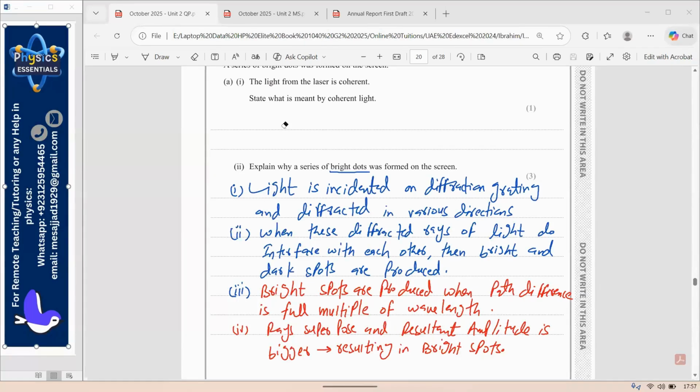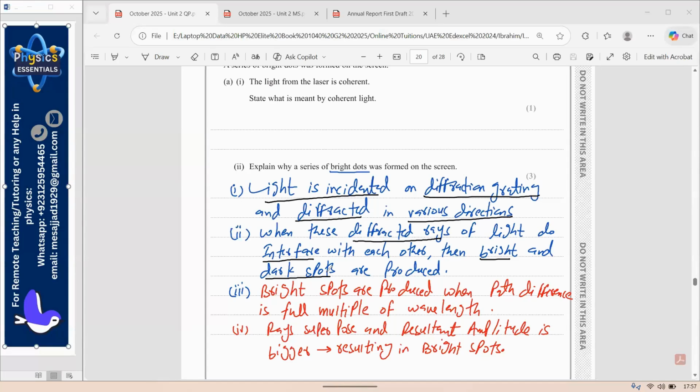So you know that when the light is incident on the diffraction grating, what happens? It is diffracted in various directions. And when so many rays are diffracted in different directions, what will happen then? At some point, they will interfere with each other. The points where they undergo constructive interference, you will see bright spots, and the points where they undergo destructive interference, you will see dark spots.